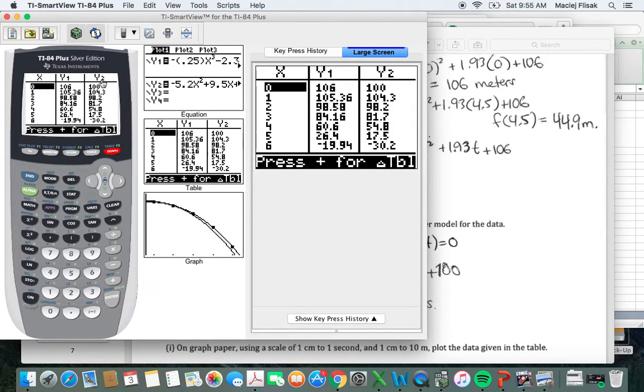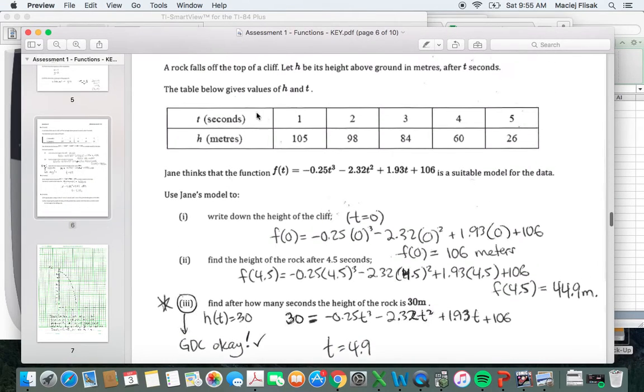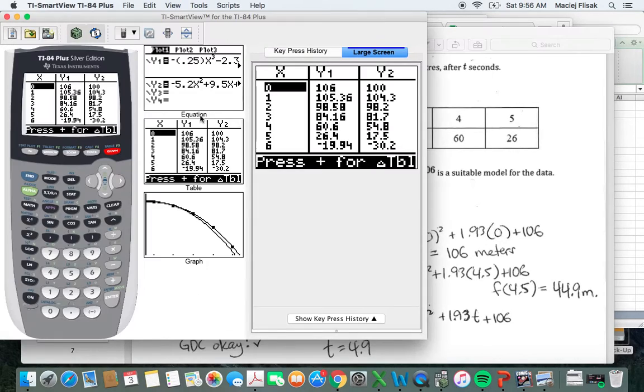Here's y2, which is Kevin's. And now it shows what each function produces at each of those points, and you can compare that to the real data. So let's get the real data in our head one more time. Here it is. The real rock falling: 105, 98, 84. Let's remember those three and compare now to Kevin's and Jane's. So the real data was 105, 98, 84.